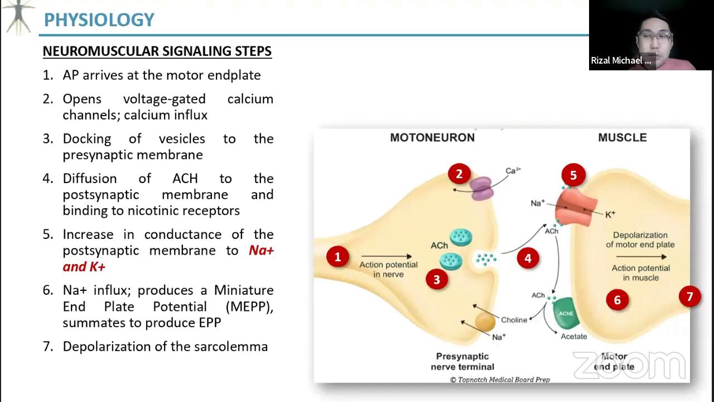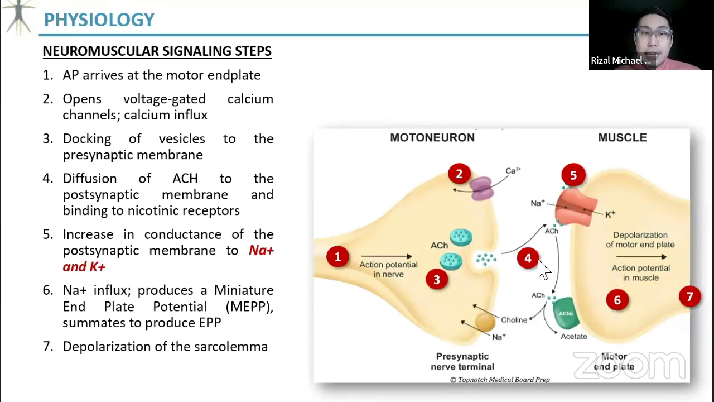So let's start with the neuromuscular signaling steps. So number 1, magkakaroon ka ng action potential, right? So the action potential pupunta ng presynaptic terminal buttons, right? So this will activate your voltage-gated calcium channels, okay? Now, calcium will influx. It will lead to the docking, okay? Docking, letter number 3, docking of the vesicles containing the neurotransmitters. So dahil nagda-dock na yung vesicles, ibig sabihin, dumidikit na siya sa presynaptic membrane, okay? So once in the presynaptic membrane, it will undergo exocytosis and then eventually release your neurotransmitter, okay?